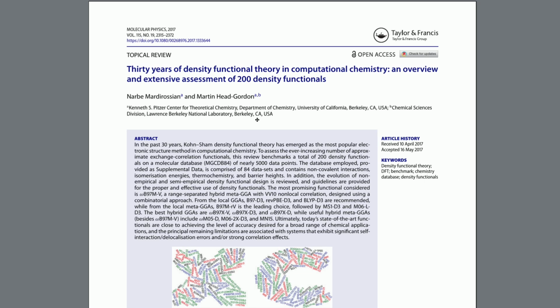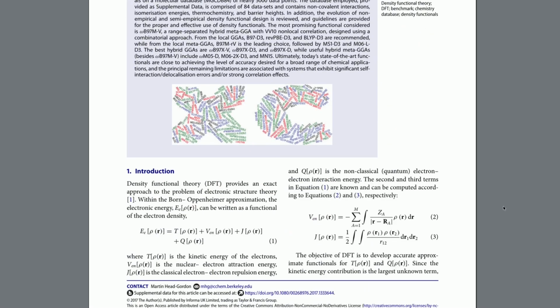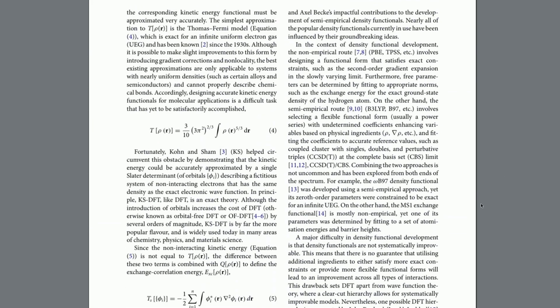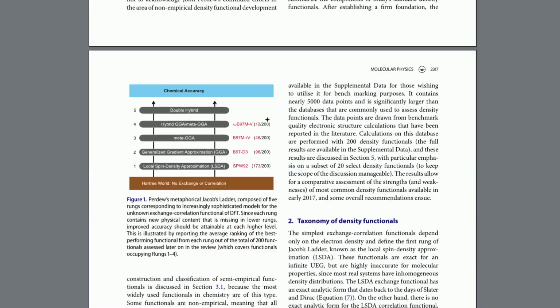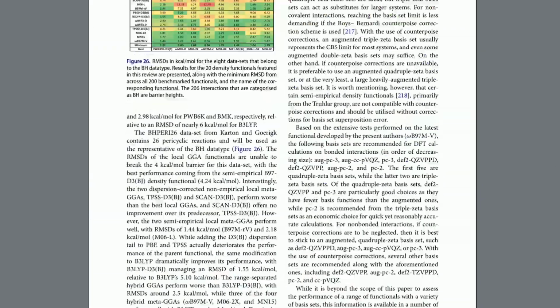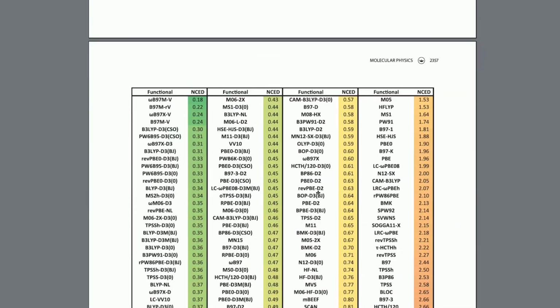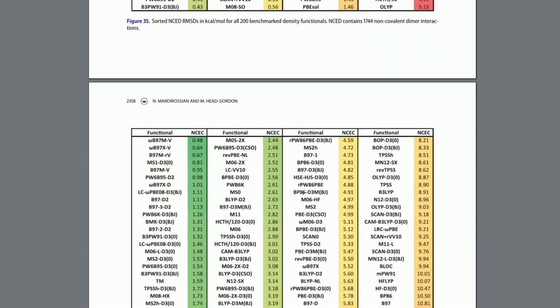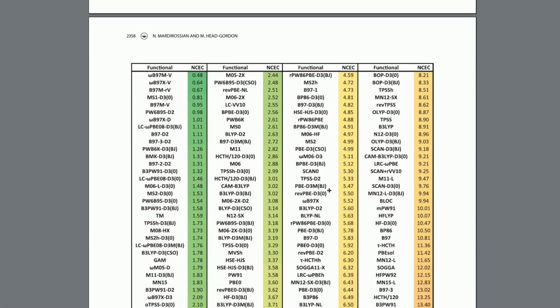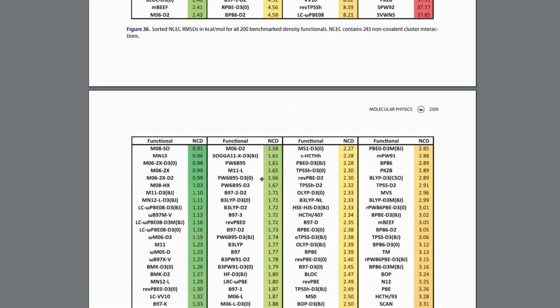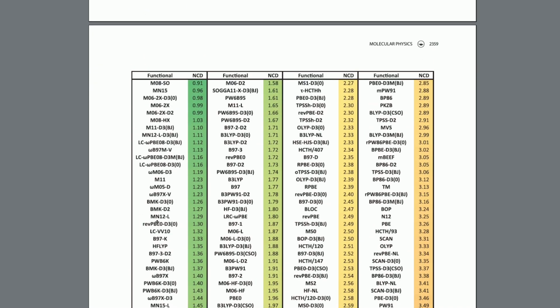If you are debating what functional you should use for your calculation, I highly suggest reading this paper by Mardirossian and Head-Gordon, published in 2017 in Molecular Physics. It goes into great detail about all the different types of functionals you could use, how they're calculated. It talks about Jacob's ladder, and it has a huge benchmarking data set for all the different functionals for various types of calculations. So if you're trying to find what functional would be best for you, I would look into this paper, decide which type of calculation corresponds to your calculation the best, and pick a functional that gives the lowest error.